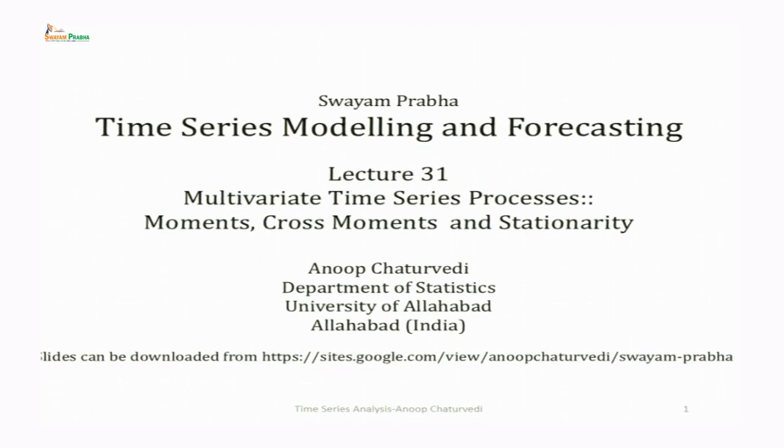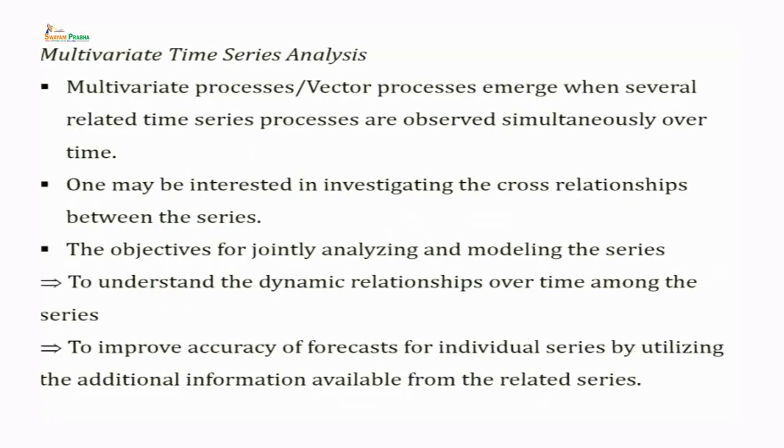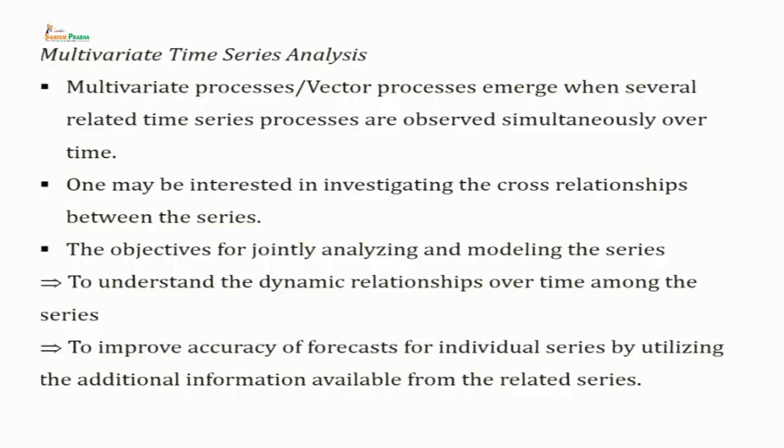So, now I am going to consider multivariate time series processes. In particular, in this lecture, I will discuss different moments, cross moments, and the conditions for stationarity of multivariate time series models. So, multivariate processes or vector processes emerge when several related time series processes are observed simultaneously over time. So, you have two kinds of dependence, one between several time series, between several variables of the time series, and the other between different time series observations or between the observations at different time points.